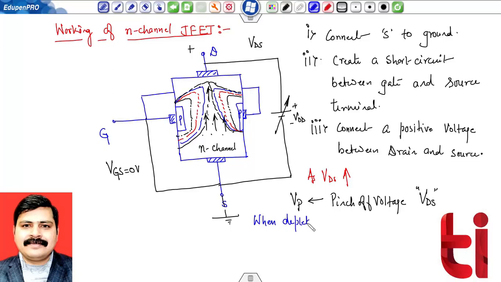And this is the situation when the depletion region towards the drain touches each other. So this is termed as pinch off voltage. So the specific value of VDS at which the two depletion layers touch each other towards the drain side is termed as VP, where this is my pinch off voltage.